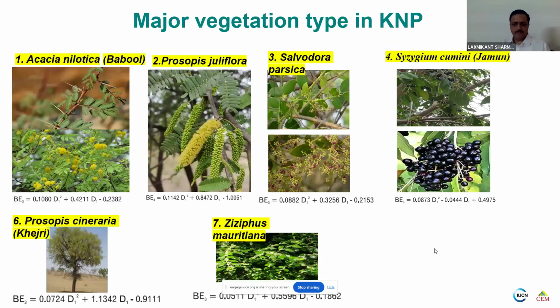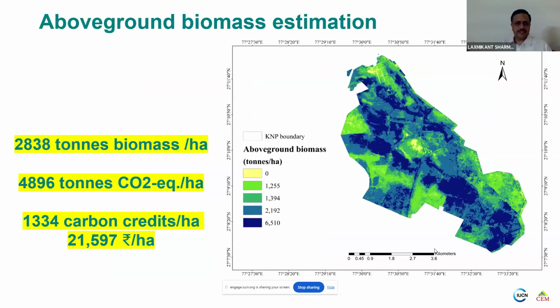The major vegetation types in Keoladeo National Park are Acacia, Prosopis juliflora, Salvadora persica, and Syzygium cumini. These are the most vulnerable species there. A lot of species are there. We have conducted a survey there, and above ground biomass we have estimated at 2,838 tons of biomass per hectare. And in terms of carbon credits, if we calculate per hectare, then it is 1,334 carbon credits per hectare, and 21,597 rupees per hectare we have calculated. This much carbon biomass was estimated there.